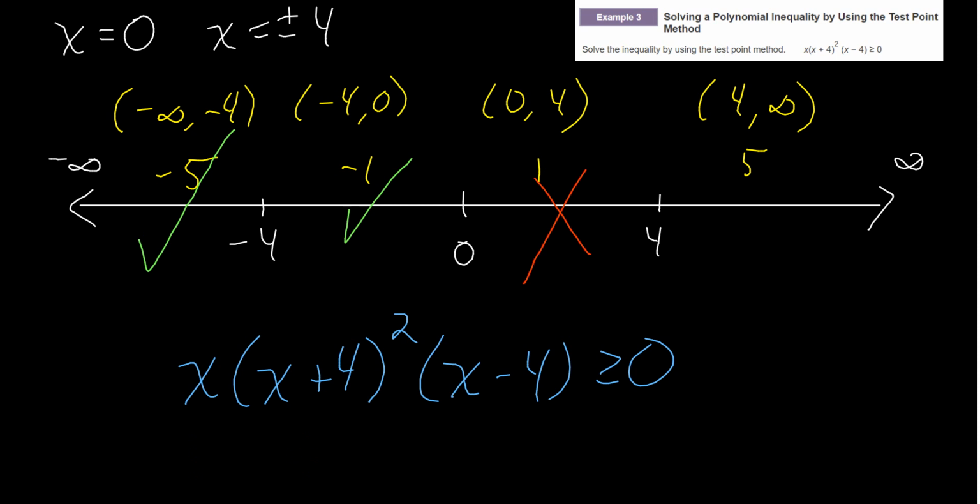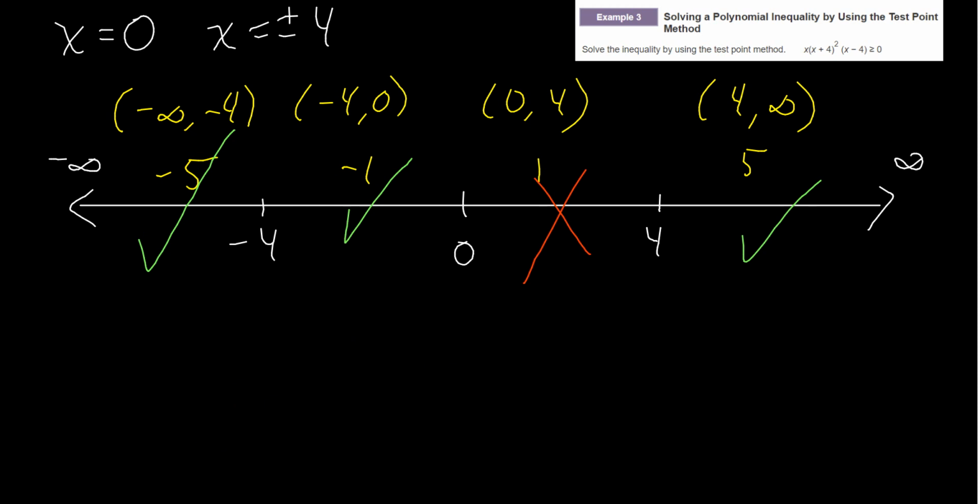And then lastly, 5 makes it a positive. This is always positive. 5 minus 4 is 1, which is positive. So it's a positive times a positive times a positive. So this tells me that this interval works. Okay, we have our three intervals that work, so we can write our solution in interval notation.